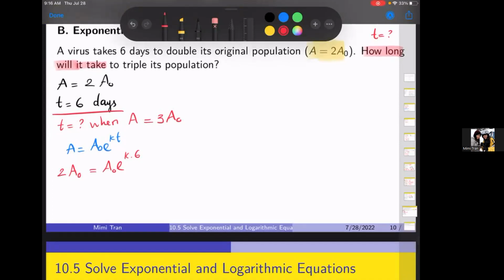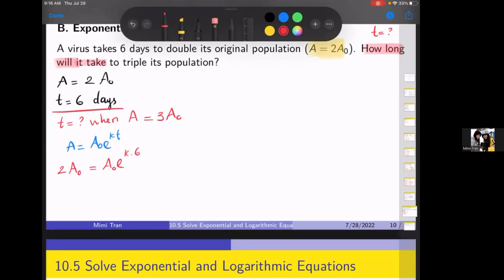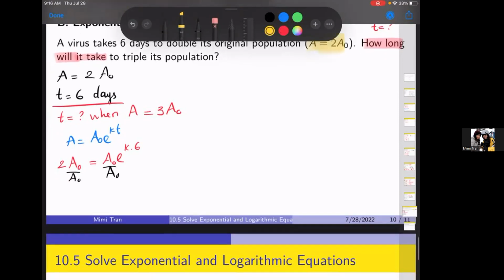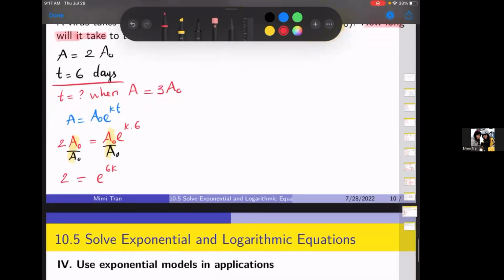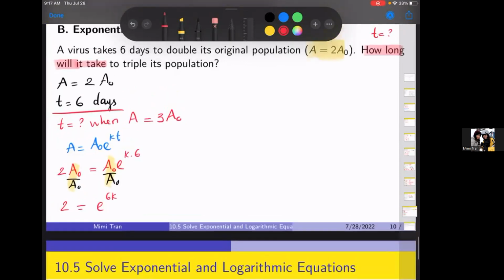Can I cancel A naught both sides if I divide both sides by A naught? Like that, right? Cancel. And now I have 2 equal E to the K times 6, which is the same thing as E to the 6 times K. How do I solve for that? How do I solve for K?